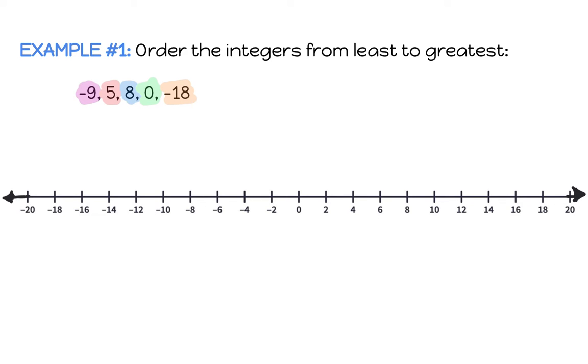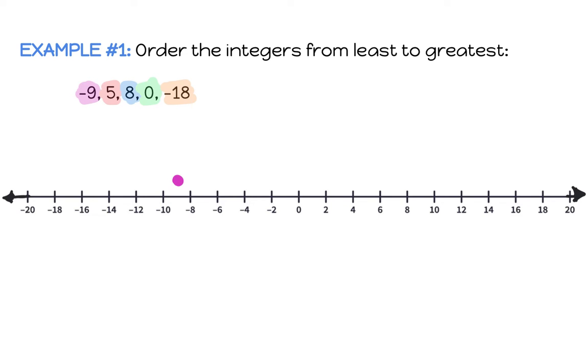All right, so here's our first example. We're going to order these integers from least to greatest. So first, let's plot -9. But notice that we don't see -9 on this number line, but where would it be? Right, that would be between -10 and -8. So let's put our first point there.